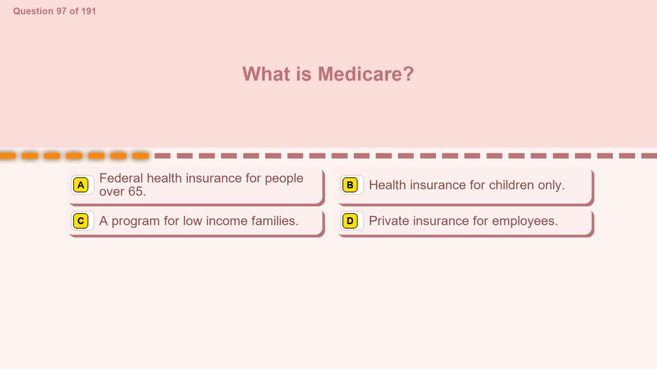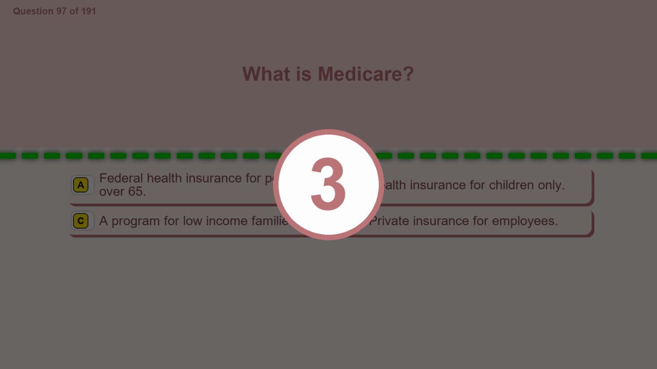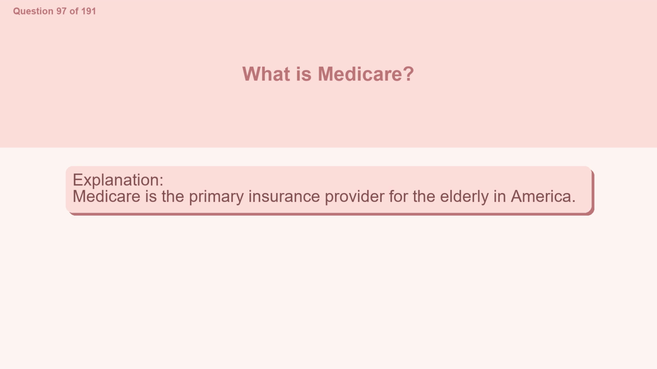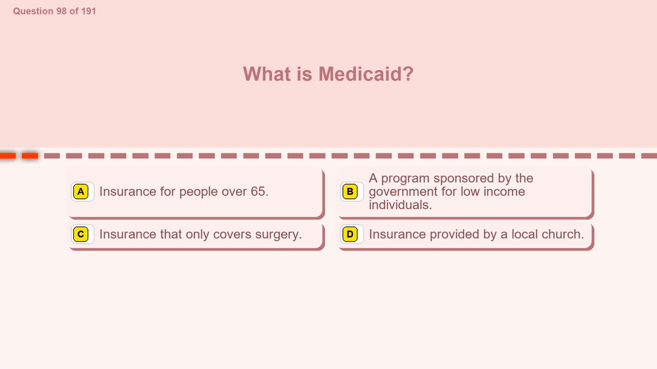Option A. Federal health insurance for people over 65. Option B. Health insurance for children only. Option C. A program for low-income families. Option D. Private insurance for employees. The correct answer is option A. Federal health insurance for people over 65. Medicare is the primary insurance provider for the elderly in America. Question 98. What is Medicaid?